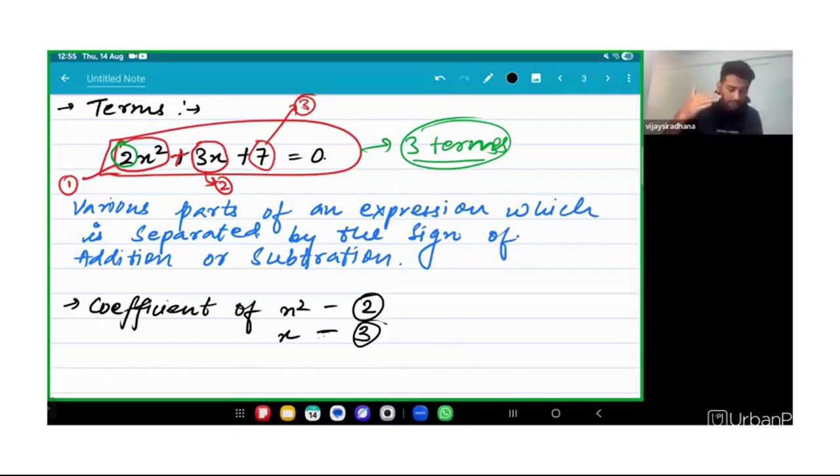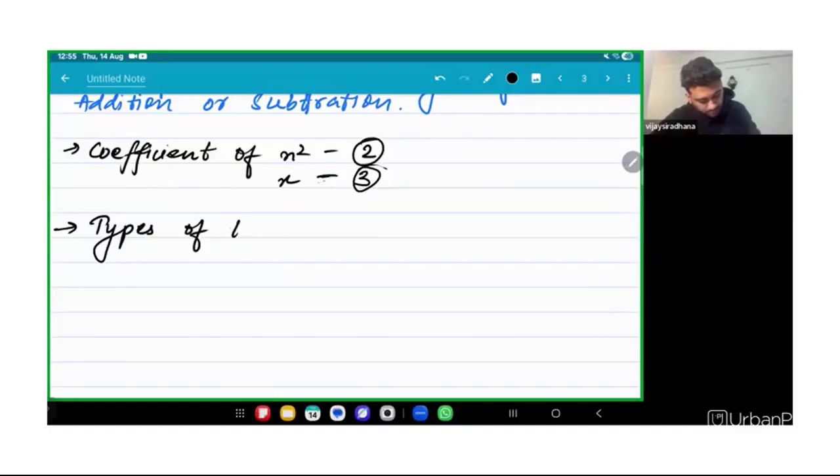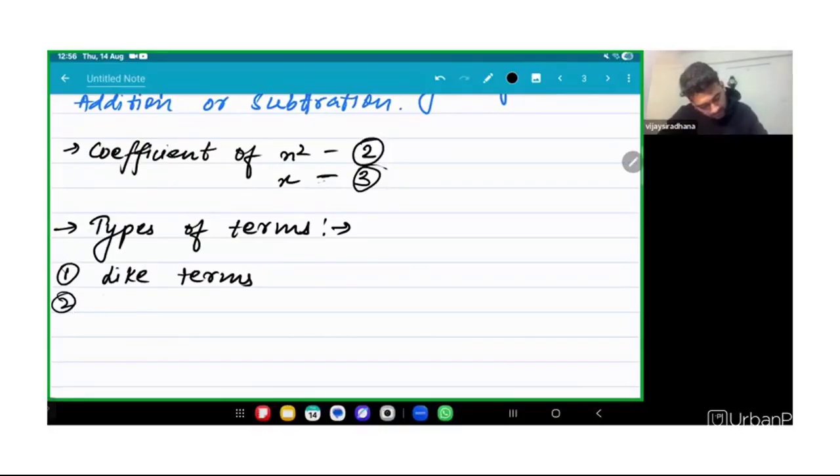Now, in the terms, we have the separation of the things. In the terms, there are various things. So there are two types of terms. Can you guess what are those? So the first one is like terms, and the second one would be unlike terms.